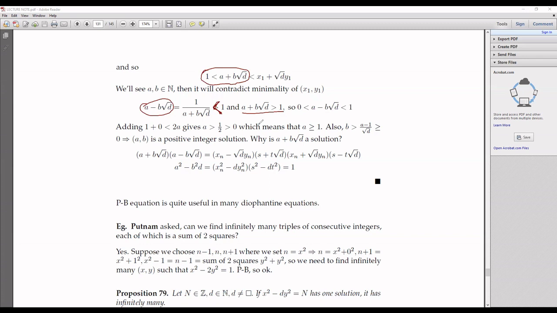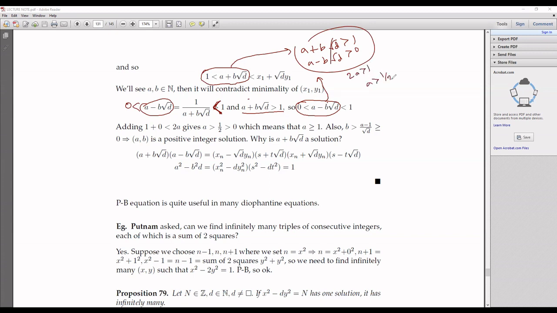But this one is greater than 0. So we have a plus b root d greater than 1 from here. And since a minus b root d is less than 1 and this is positive, from here we have a minus b root d greater than 0. Adding these two, these get cancelled. We get 2a is greater than 1. So a is greater than half. That means since a is an integer, a is greater than or equal to 1. So a is definitely a positive integer for sure.